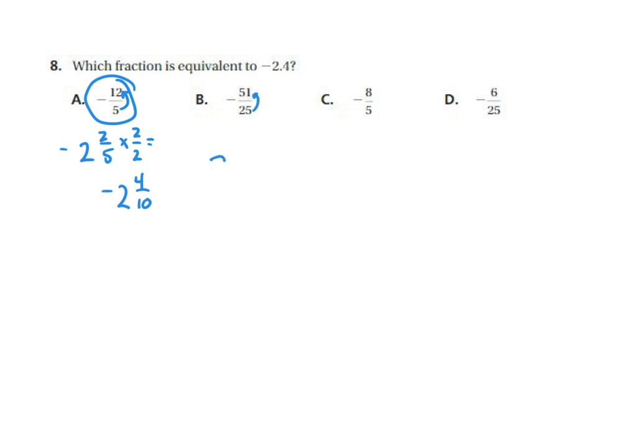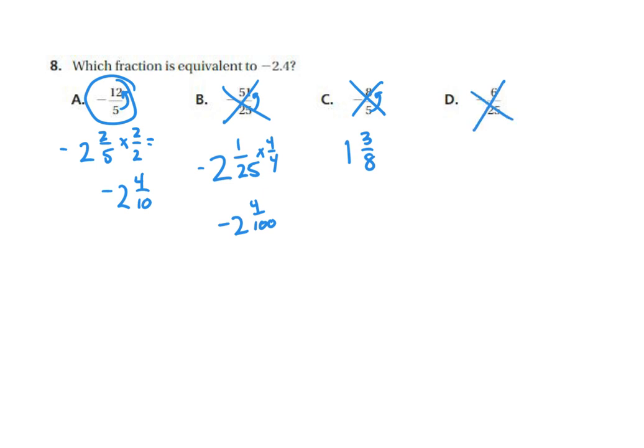25 goes into 51 twice with 1 left over. And if we multiply by 4 over 4, we get negative 2 4/100. So that one is not. 5 goes into 8 once with 3 left over. Okay, so that one's not. It's not even a whole number of 2. And negative 6/25, that one's not. It isn't even 1.